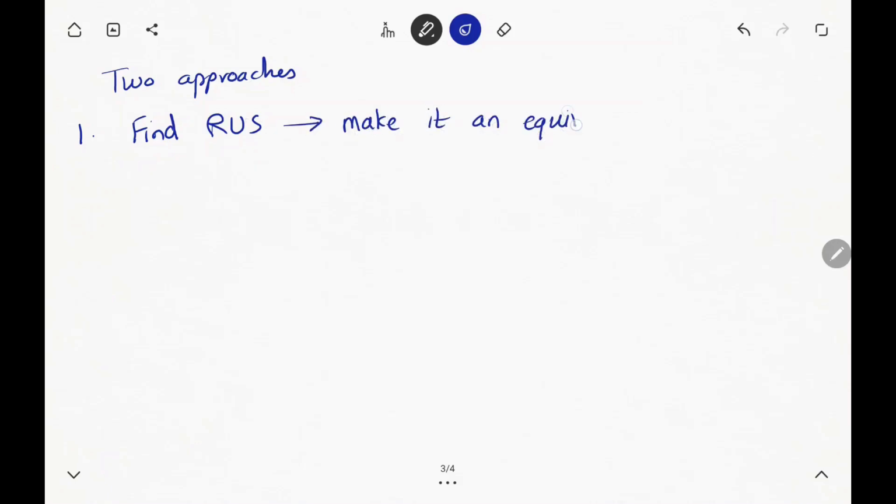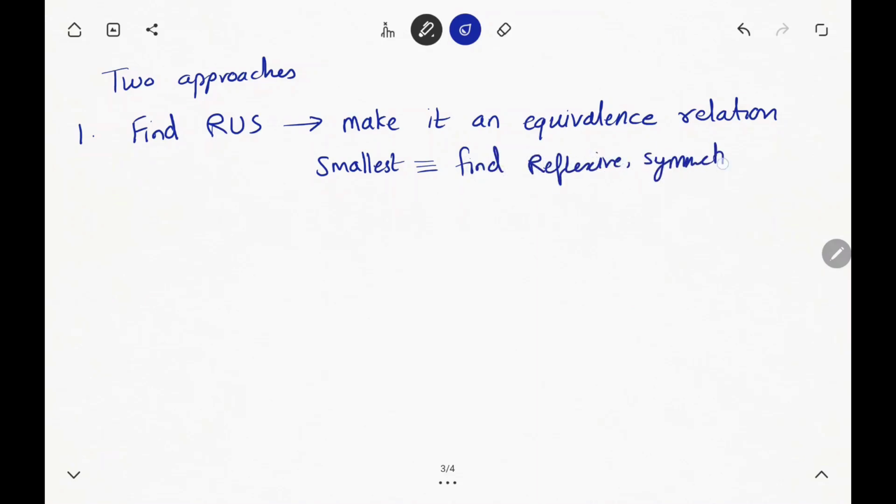Now, when you find R union S, we'll do it both ways. First way we'll do it is the traditional way. We'll first find R union S. We'll make sure that it is reflexive, symmetric, and transitive. And therefore, the smallest equivalence relation will also be found from that. And then we will find the partition induced by the equivalence relation. Okay, so going by this route, first R union S.